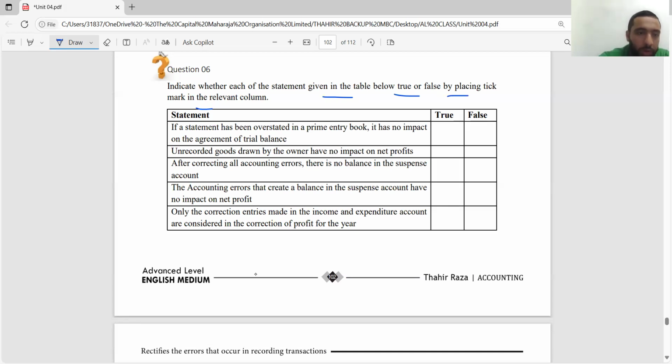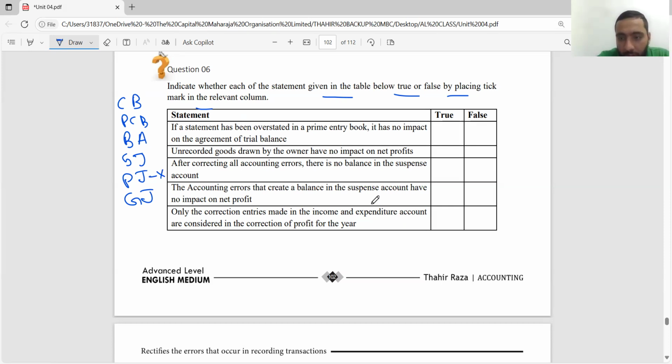What are the parliamentary books? Cash book, petty cash book. Okay, we'll write properly. Can you remember the parliamentary books? Cash book, petty cash book, bank account, sales journal, purchase journal, general journal. If any of these are overstated, for example, if you take the purchase journal, and it is overstated, it has no impact on the trial balance.